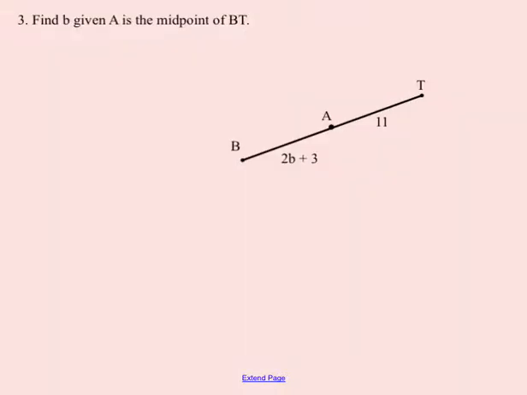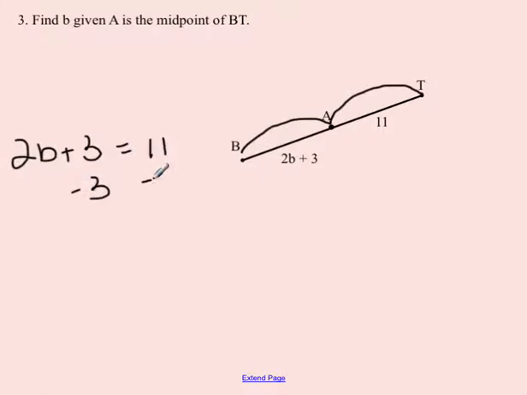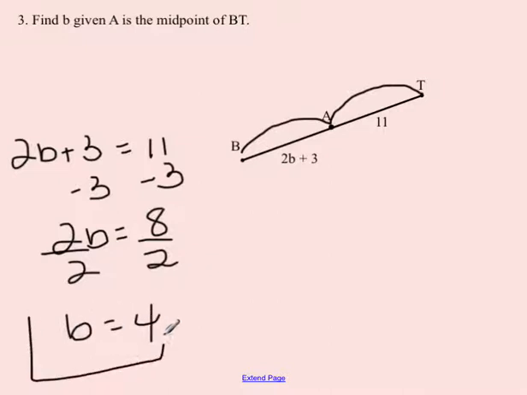Next, let's take a look at number 3. Find B given that A is the midpoint of BT. So what is that telling us? Well, that's telling us that this length right here is going to be equal to this length right here. So that means that 2B plus 3 is going to be equal to 11. So now we can go ahead and solve that for B. I'm going to start by subtracting 3 from both sides, because we're adding that 3, so the opposite would be to subtract. So we get 2B is equal to 8, and then we're going to divide both sides by 2, and we get that B is equal to 4. Okay, so the final answer is that B is equal to 4.